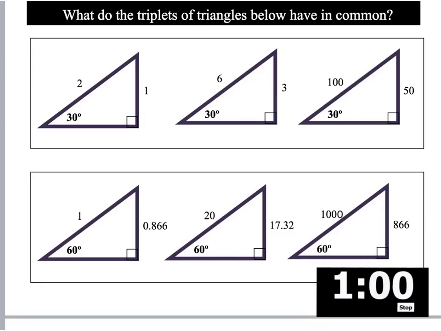Okay, so today what we're going to look at is a bit more about what sine, cosine and tangent actually mean and where they come from. So I just want to give you a minute to have a look at these triplets of triangles. You're looking at the top three together and the bottom three together. I just want you to think about what those triangles have in common.